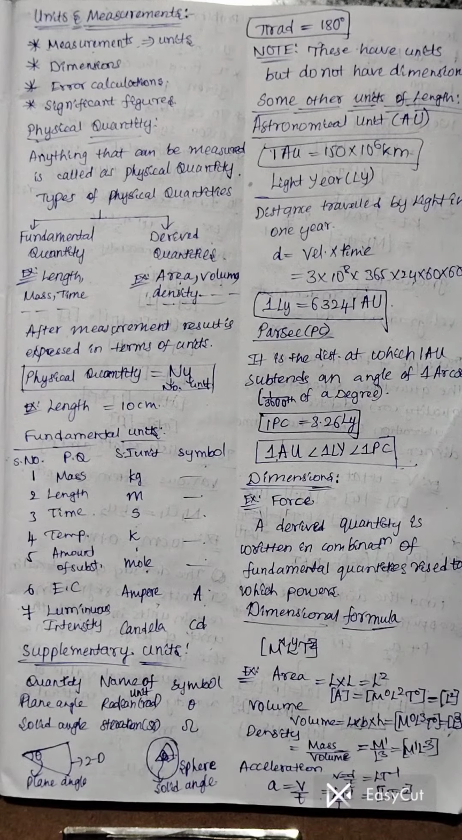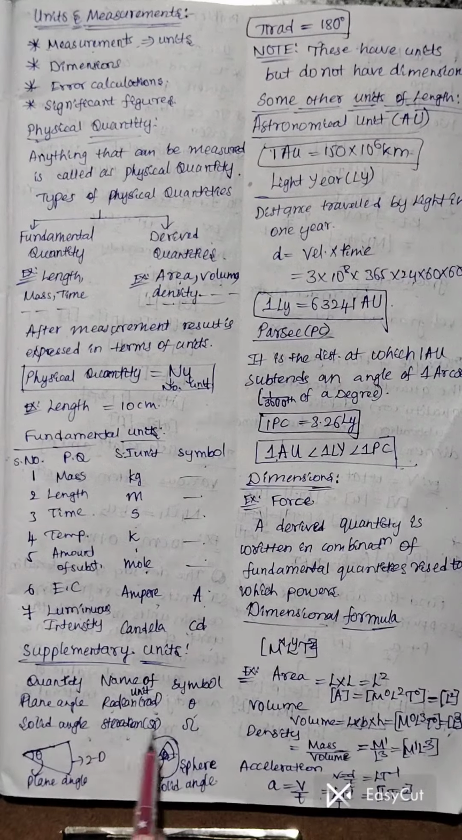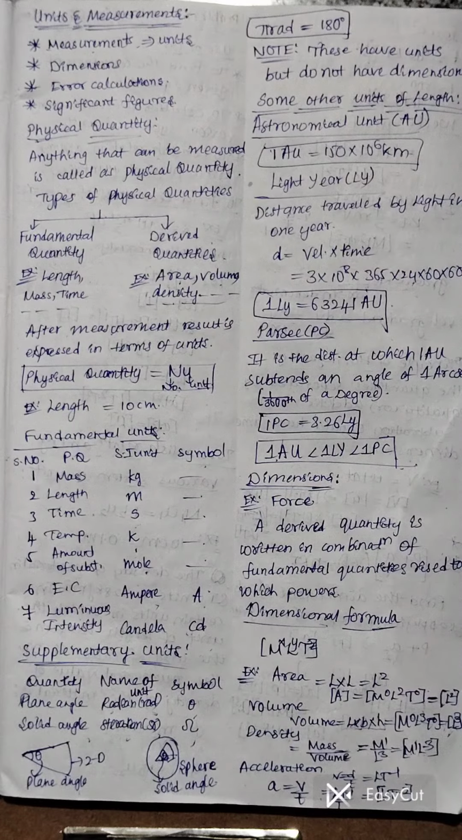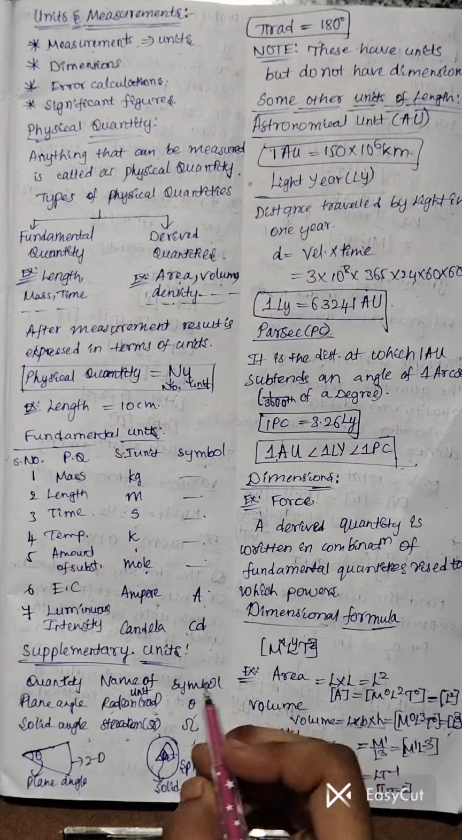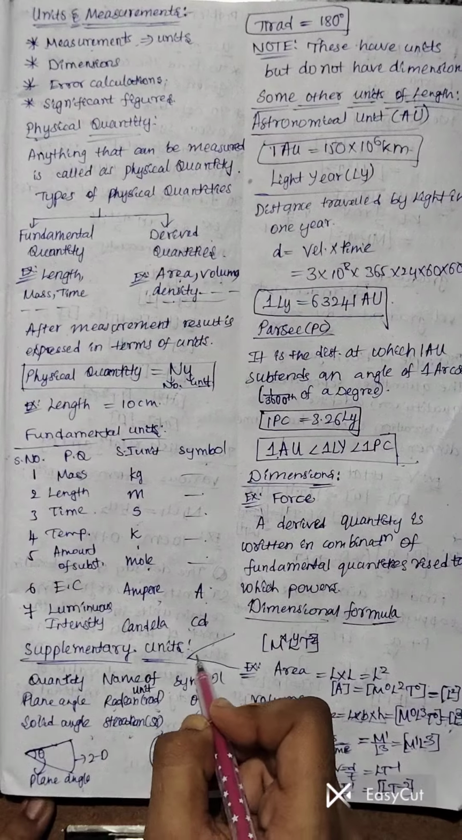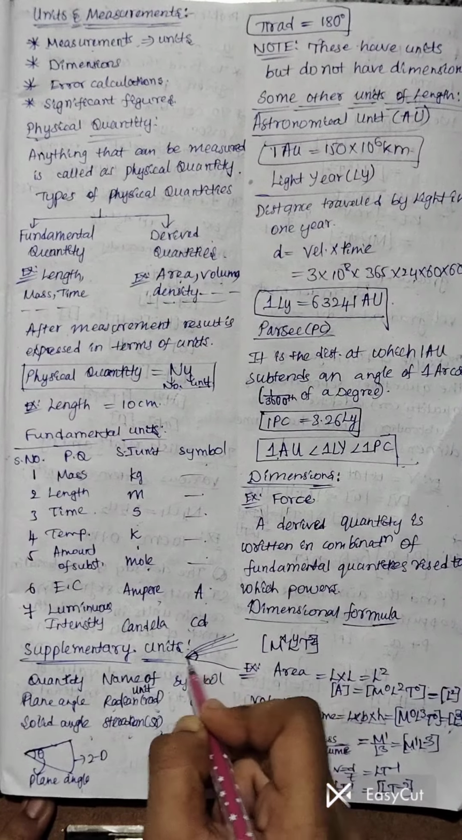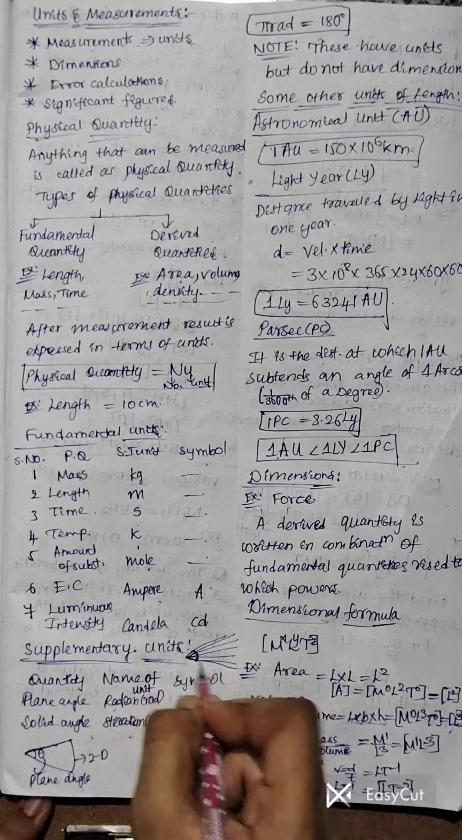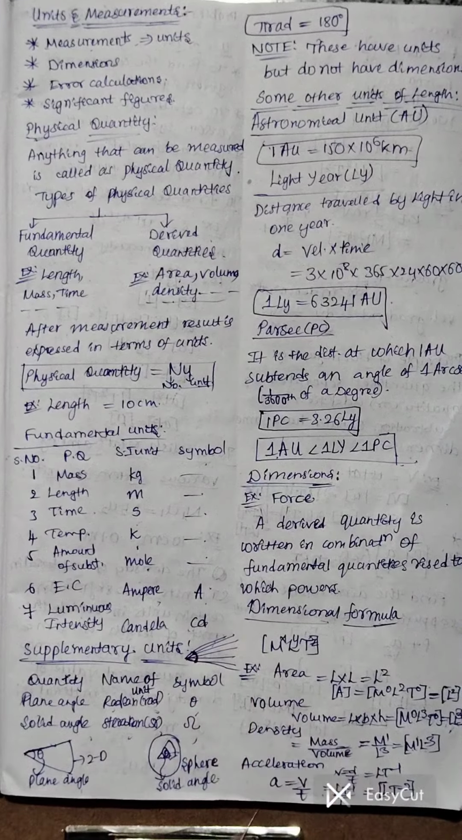And now coming to supplementary units. Here we have plane angle and solid angle, and the name of the unit for plane angle is radian and its symbol is theta. For solid angle it is steradian and its symbol. So usually plane angle is taken for 2-dimensional objects and solid angle for 3-dimensional, like a sphere and a frustum cone. For a frustum cone, the angle made here, by joining all this, here an angle is formed. That angle is called solid angle.